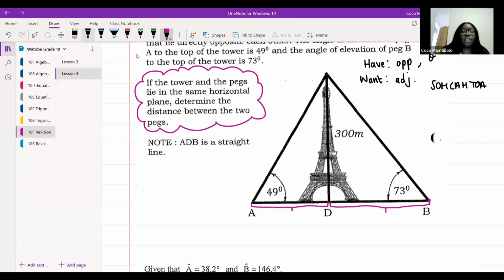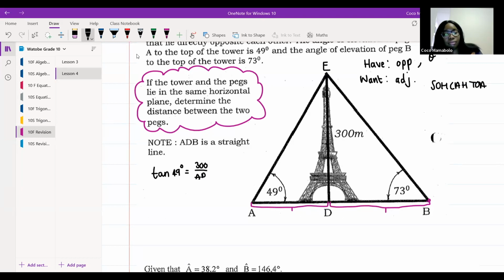Let's call this point here E for Eiffel Tower, just so that it's easier for us. Sure, Nolwazi. My mind just went blank. Tan of the angle, we can start with 49 degrees, is equal to opposite, which is 300, over adjacent, which is what we want, AD.